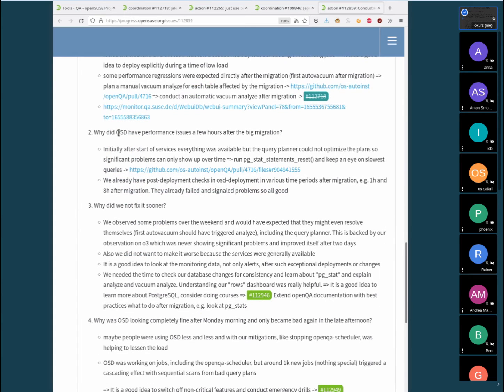Why did OSD have performance issues a few hours after the big migration? Initially, after the start of services, everything was available, but the query planner could not optimize the plan, so significant problems can only show up over time.